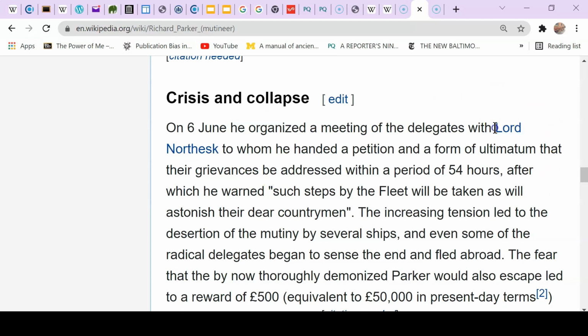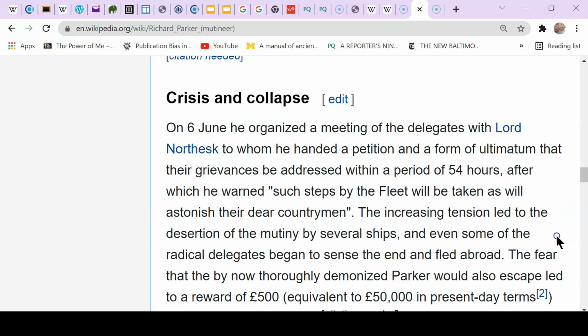Lord Northesk appears to be in charge of a big-time Navy vessel, right? And I think this ultimatum period is interesting. 54 hours, that's 4.5 days. That's kind of like an oddball time frame for an ultimatum. I don't know, just something about it, right? But now there's tension here because this Lord Northesk, or whoever he is, is apparently in charge of a high-powered Navy vessel, right?